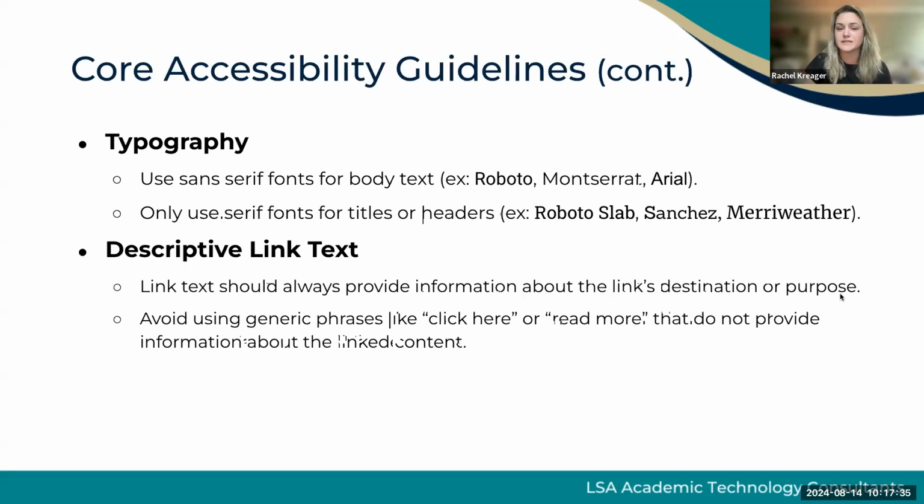And then descriptive link text. This one deals with the links that we are putting in. A lot of the content that we put out online, we're linking, right, to outside resources, other websites, other documents, things like that. So we want to make sure that we're always providing information about where that link is going to take us. What's the purpose of that? We want to avoid saying click here and just linking the click here, or read more. Because someone who is using a screen reader to access that information is just going to hear click here or read more, and they're not going to have any idea of where that click here is going to take them. And so we want to be very descriptive of where that information is taking us.